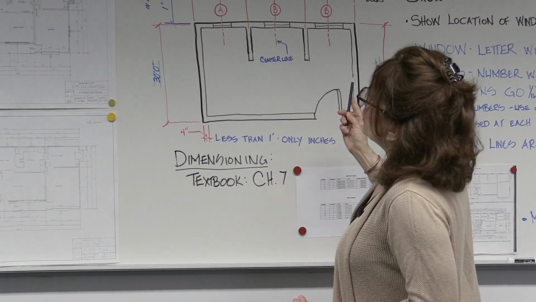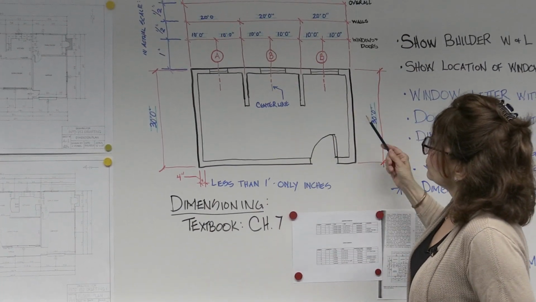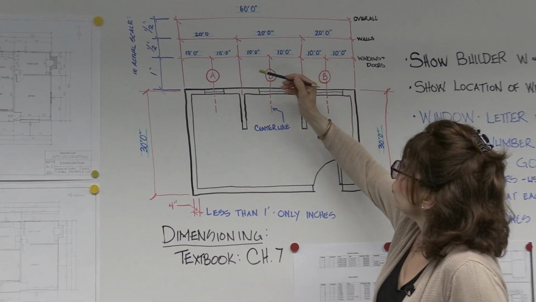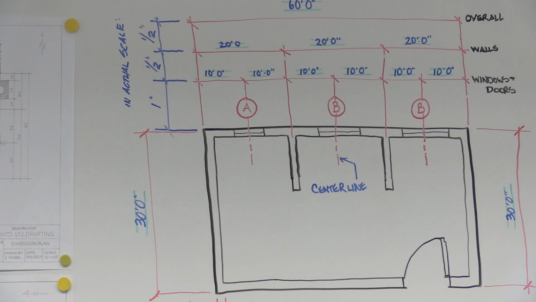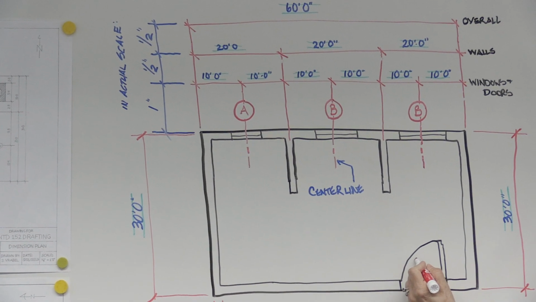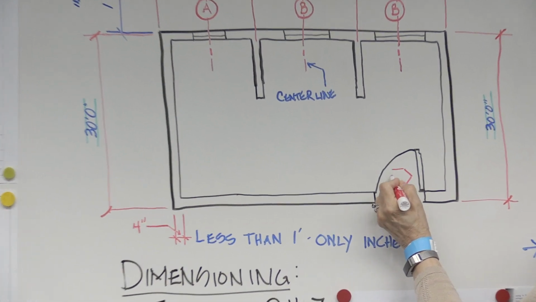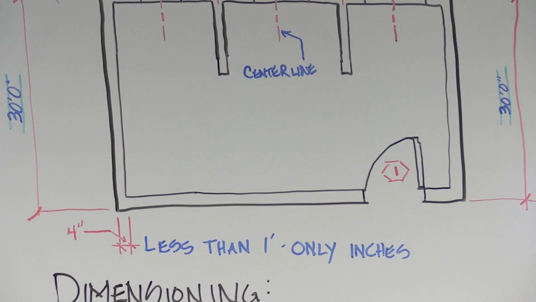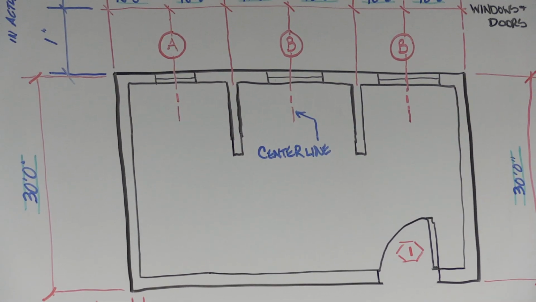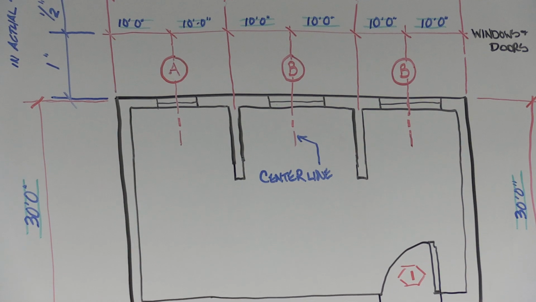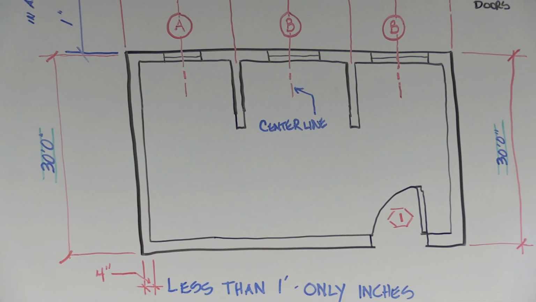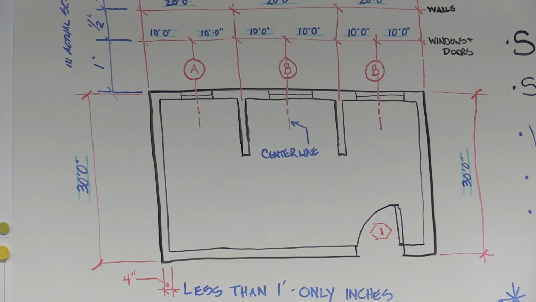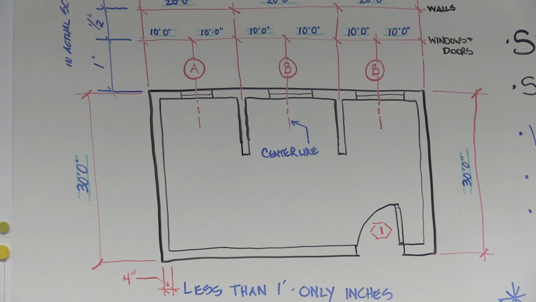Things that you'll notice on the dimension plan, and I did a little bit larger one so that you can see, is that we need to identify our windows and our doors. Our windows have a circle with a letter. Our doors have a number with the hexagon. And you can find the circles on your circle template, and the hexagons are on your plumbing template.